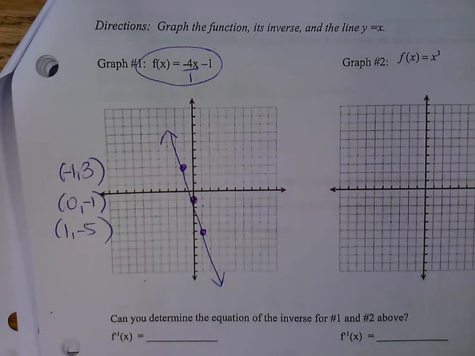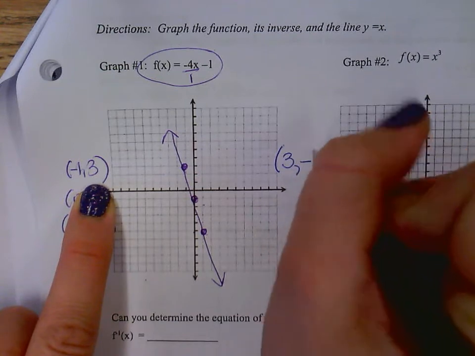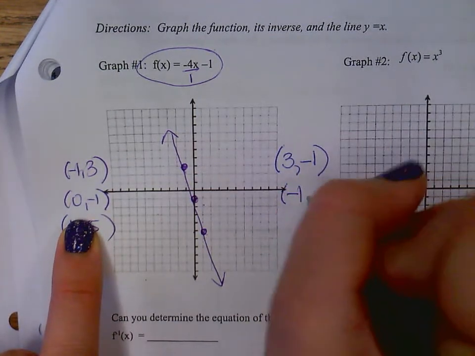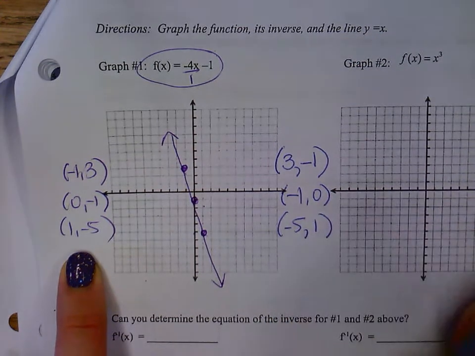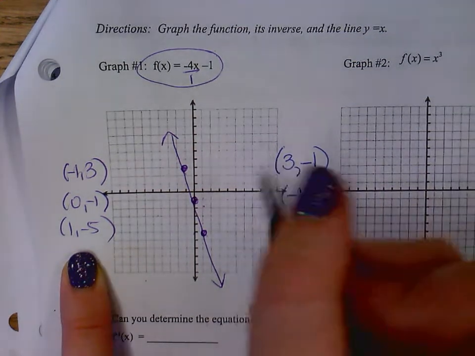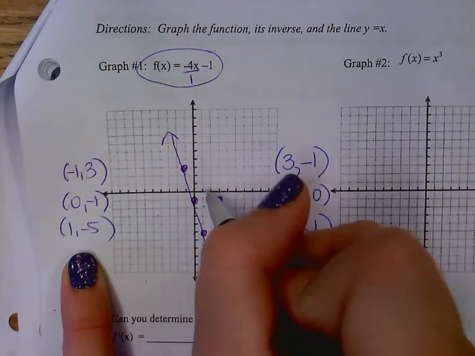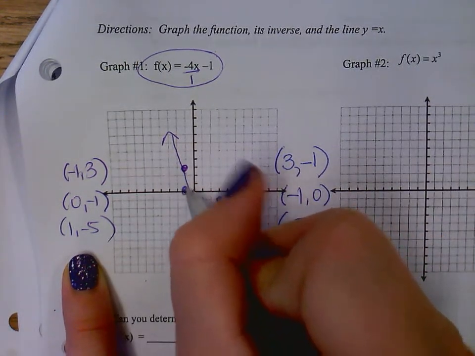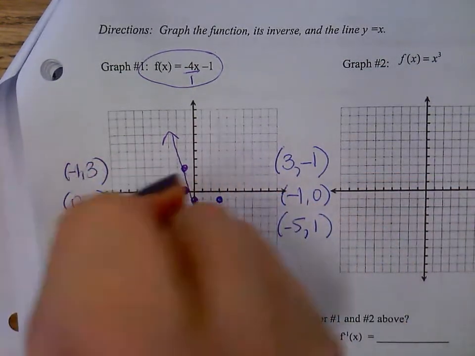So those are the 3 original points. You leave the negatives and you just flip-flop. So this would become 3, -1, and -1, 0, and -5, 1. So it's important you know your x's and your y's.